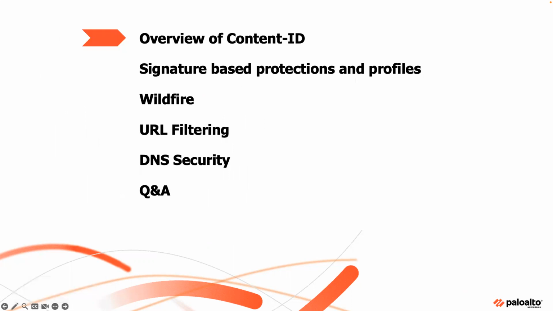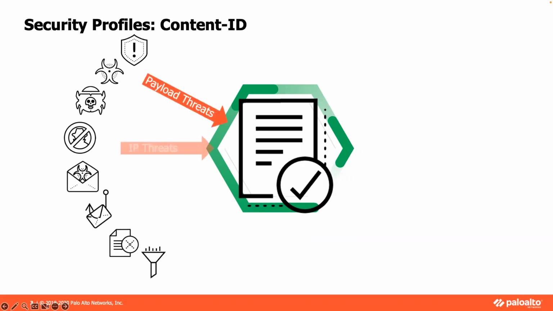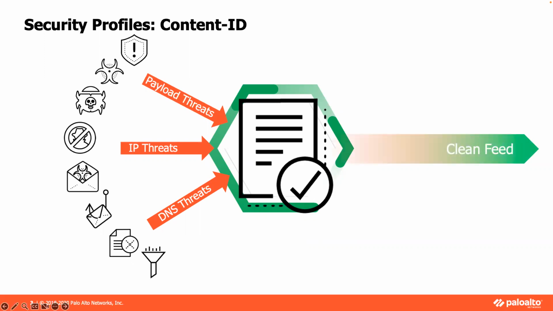So first, a quick little overview of Content-ID, of threat protection. The idea is there's lots of bad stuff out there. There are payload-based threats, IP threats, DNS-based threats, those sorts of things. Some of these are known threats. Some of them are new, zero-day, we would call them. But the idea is to clean all this up, give you a clean feed, and protect everybody.